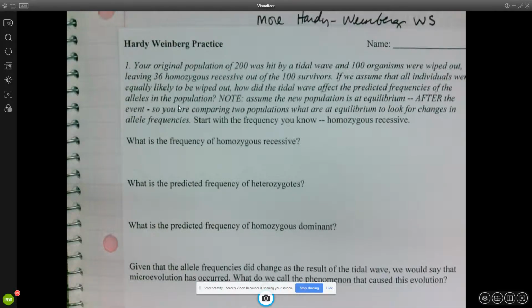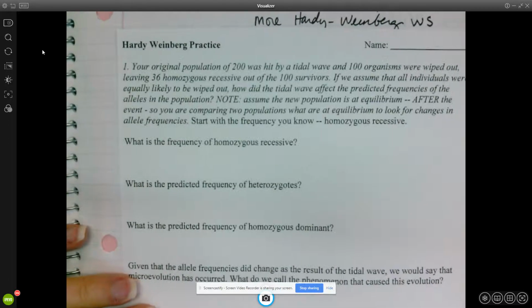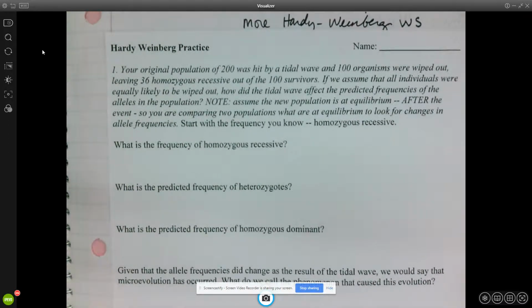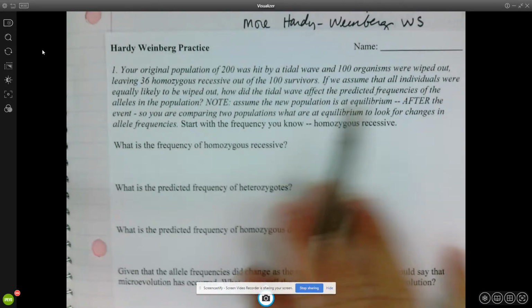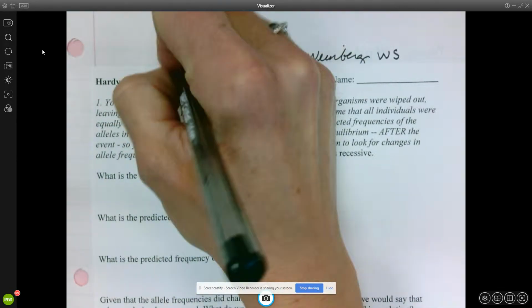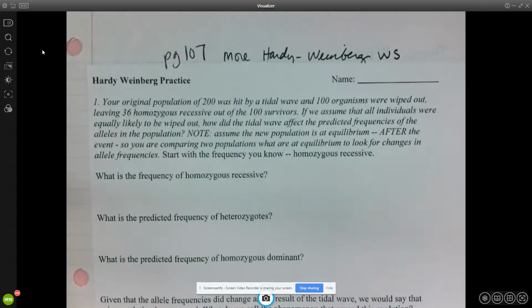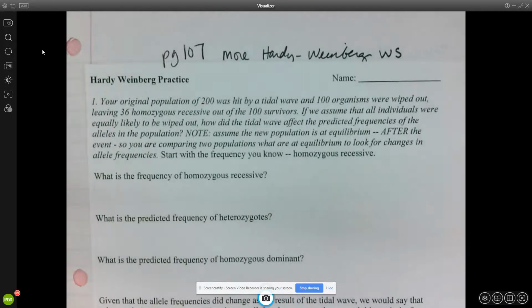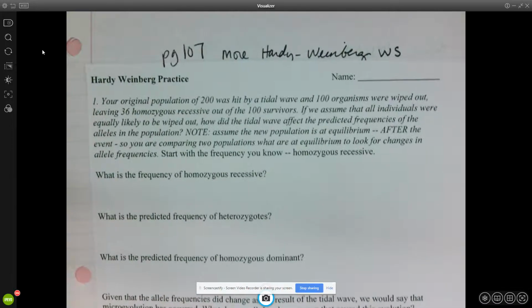So here is the explanation. I'm going to work through the Hardy-Weinberg practice problems with you, the more Hardy-Weinberg practice. This is on page 107 in our notebook. I'm going to show you and walk you through how I want you to be thinking about the questions as you come across them.